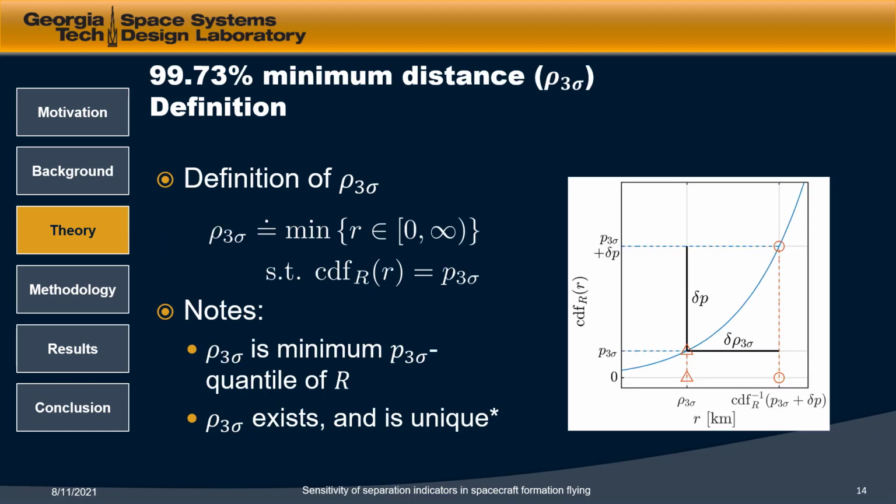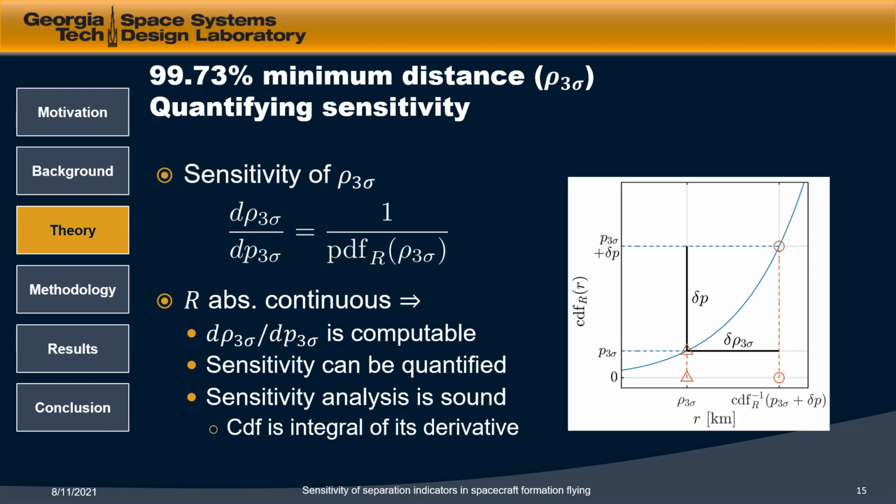We formally define the 99.73% minimum distance, or ρ3σ, as the minimum non-negative scalar such that the CDF of the norm of the relative position evaluated at that scalar is equal to p3σ. Under the absolute continuity assumptions we have made, it turns out that ρ3σ is the minimum p3σ quantile of R. Also, ρ3σ exists and is unique. From this definition, we can quantify the sensitivity of ρ3σ with respect to its defining parameter p3σ via the derivative of the one with respect to the other, which is the reciprocal of the PDF of R evaluated at ρ3σ. At this point, the importance of the absolute continuity of R becomes clear.